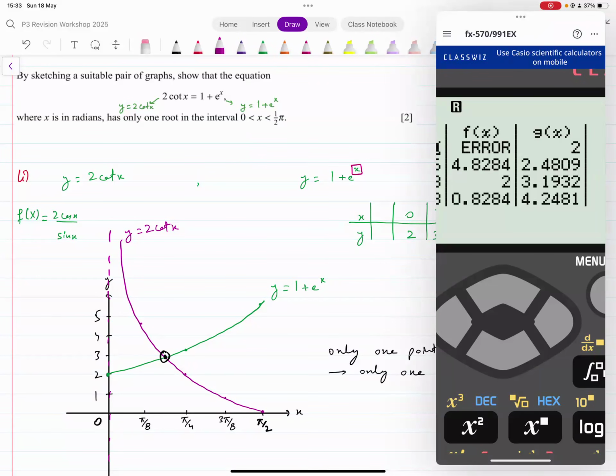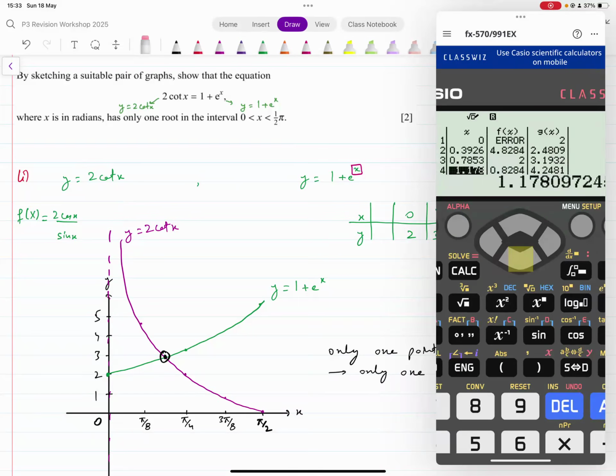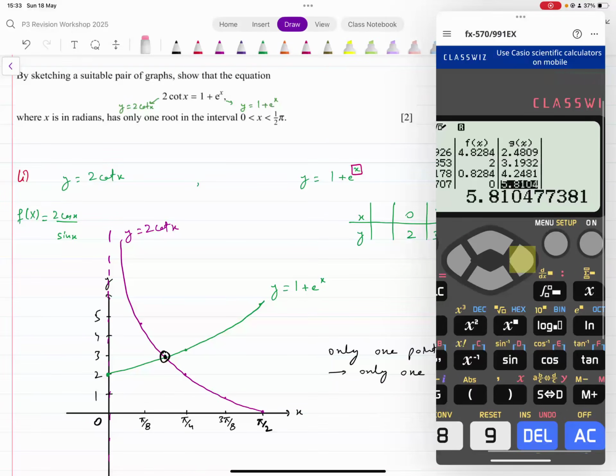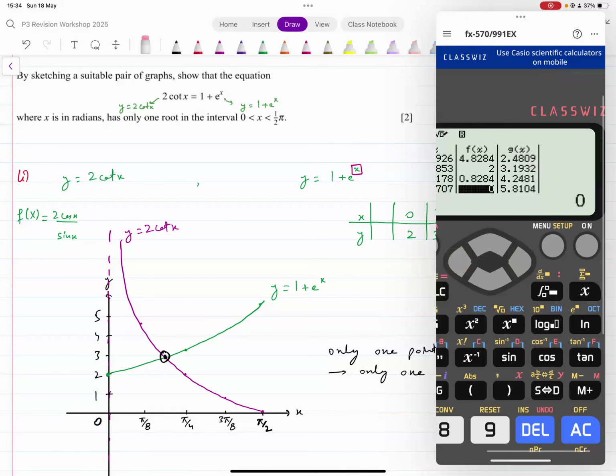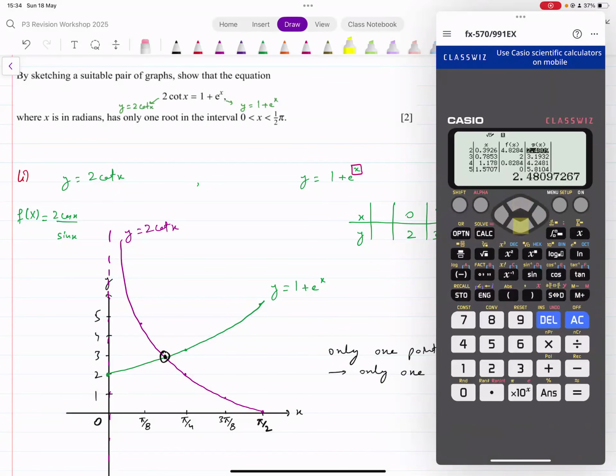At 0, you're getting an error for f of x. That means this function is undefined. So you have an asymptote for cot here, right? You plot the rest of the points, 4.8 to 0.8, and then finally 0. That's the last point that you have here. You plot those points and you sketch a shape like this through those points. Okay. And then the other one, the exponential function, you have those points as well. Plot those values and you draw a graph like this through them. And that gives you the graph.